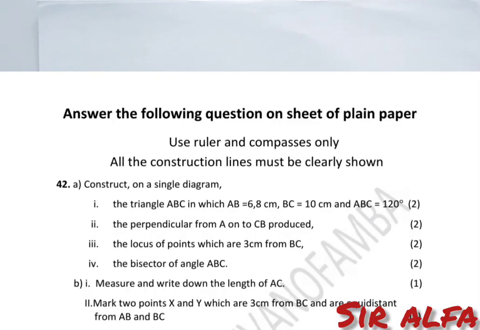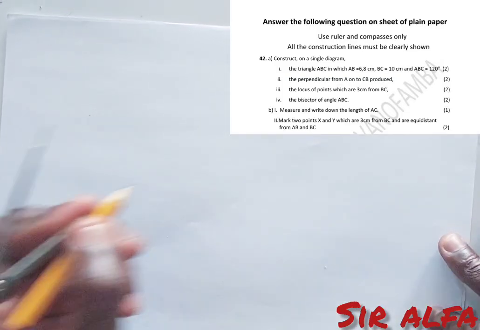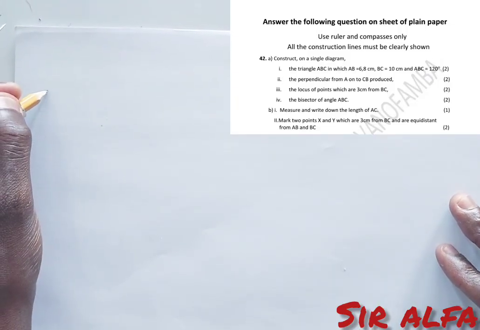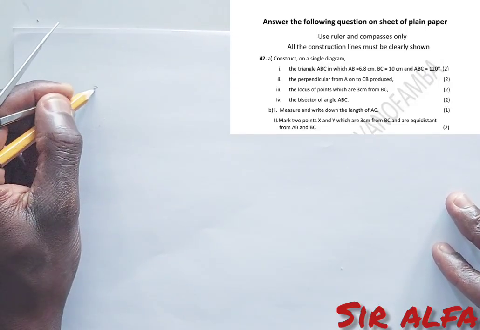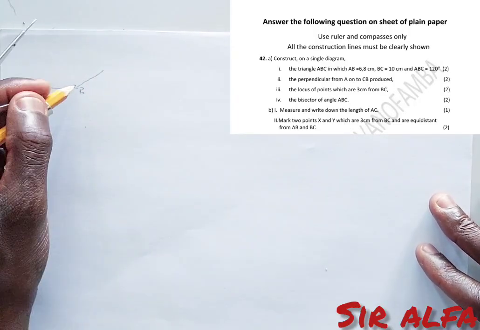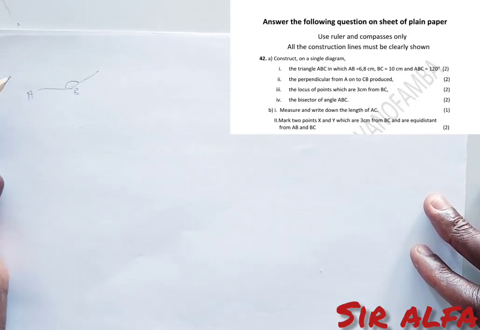Construct triangle ABC, in which AB is 6.8, BC is 10 centimeters, then angle at B. So I need to sketch, so I can put my sketch over here. I'll say this is maybe A, this is B. So let me put 120 degrees on the sketch. I'll sketch 120 like this. So in this instance, this can be 120.